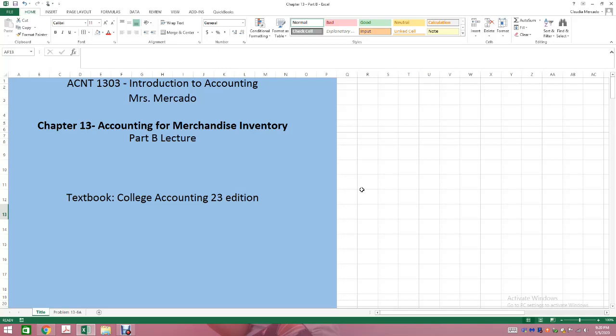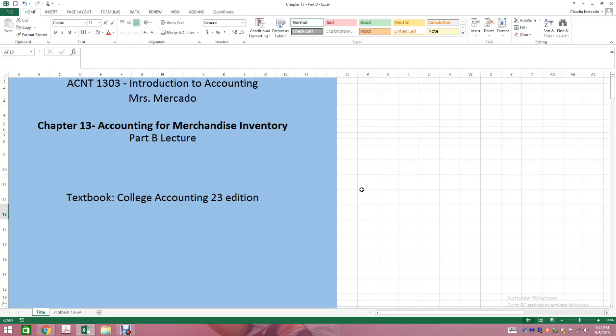I'm doing this lecture separately because I've had some students having some difficulties solving a problem that you have for homework, which is problem 13.6. So I'm going to go ahead and quickly explain the logistics of this problem. It's a very important problem. It basically goes over the 4 different inventory methods.